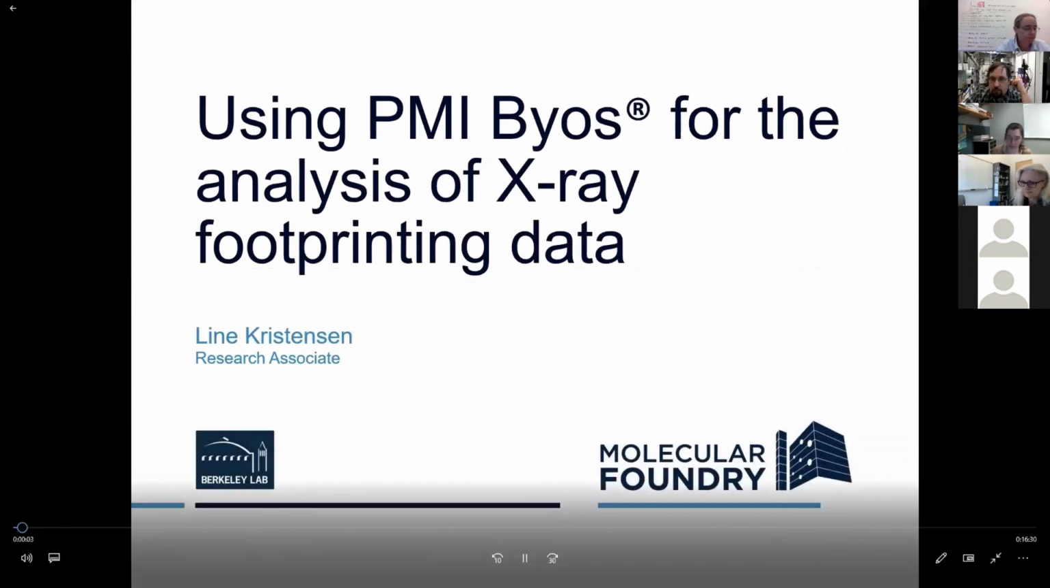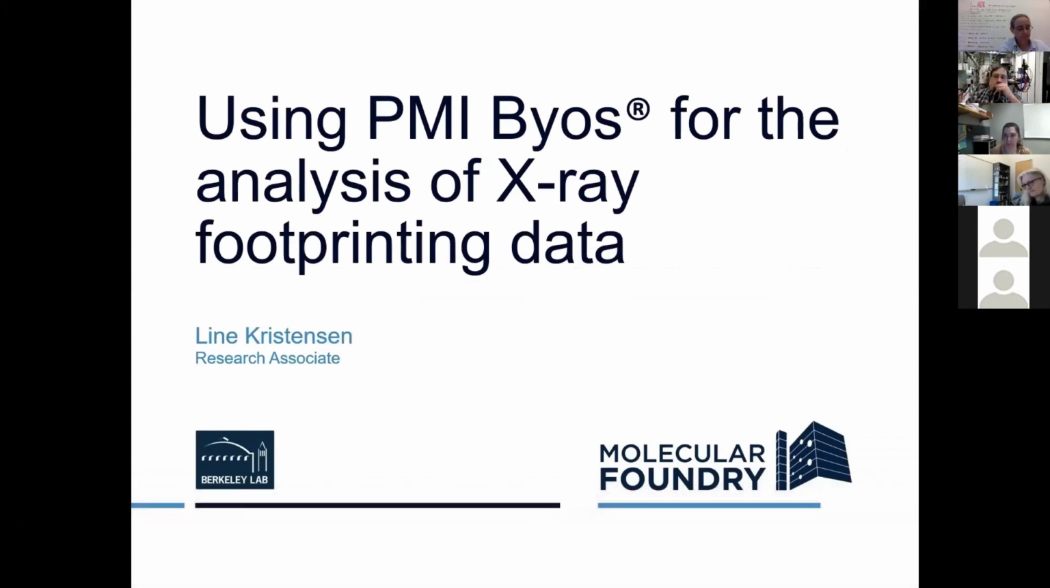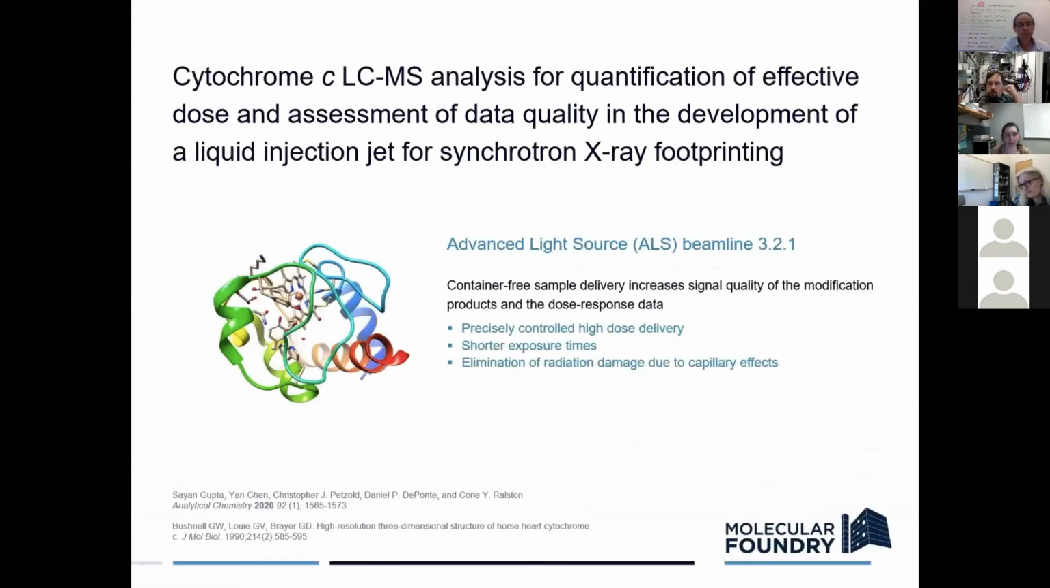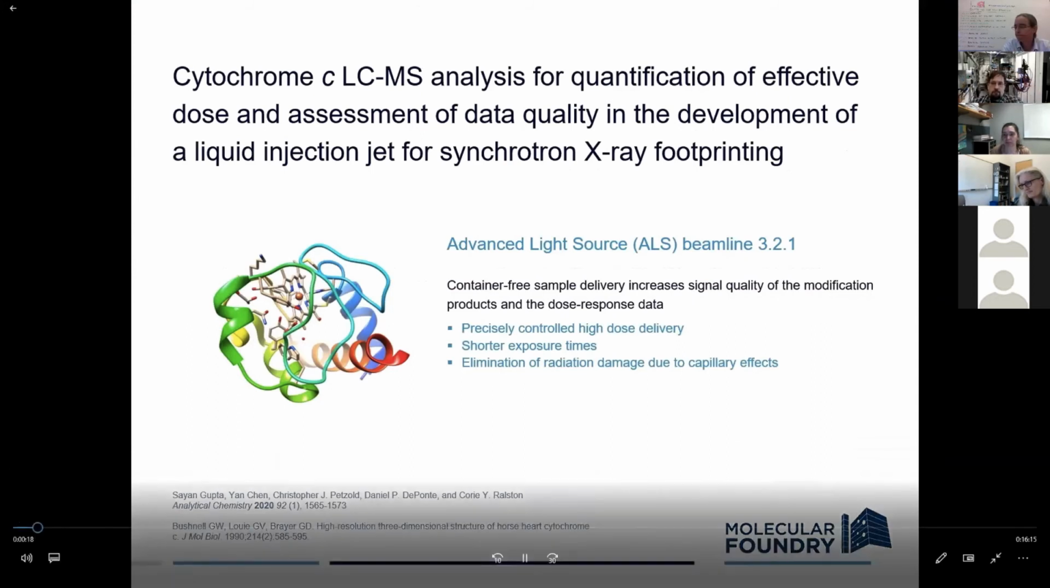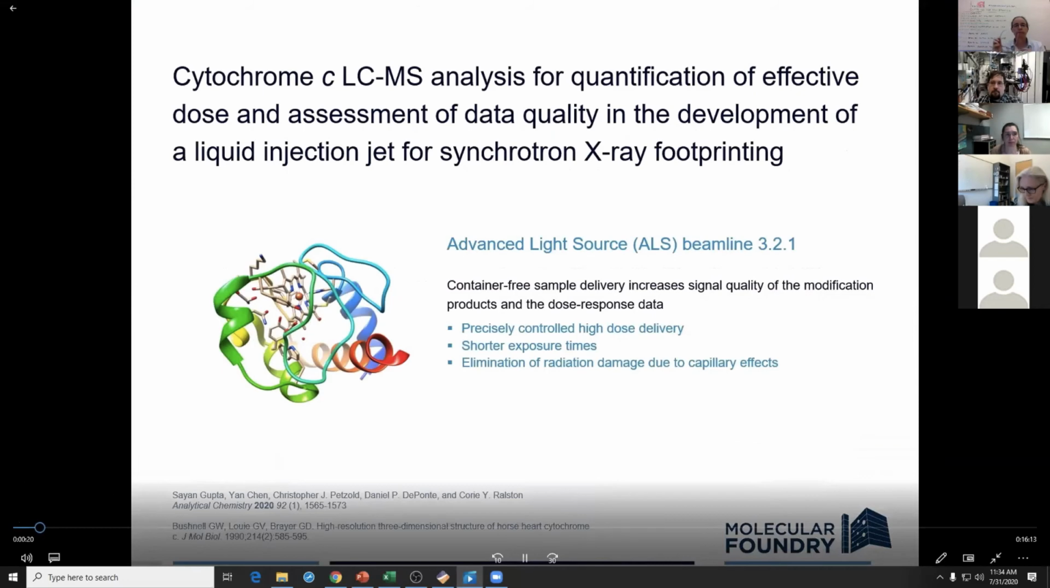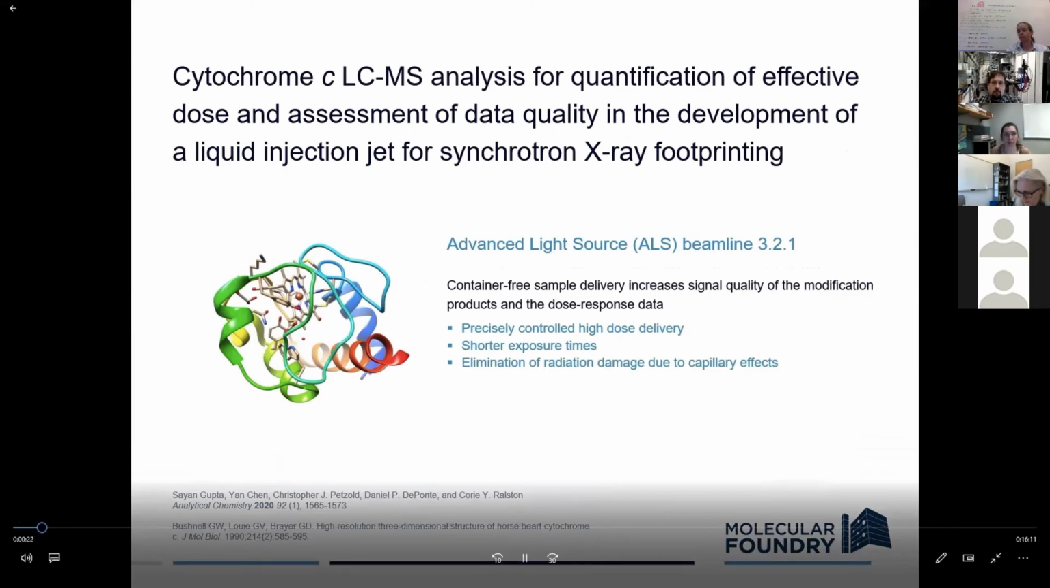I will be giving a demo of how we use the PMI software in the analysis of LC-MS data from X-ray footprinting experiments. We'll be looking at data from the X-ray radiolysis of samples containing cytochrome C, which was the protein used to test the JET sample delivery system at the ALS footprinting beamline.